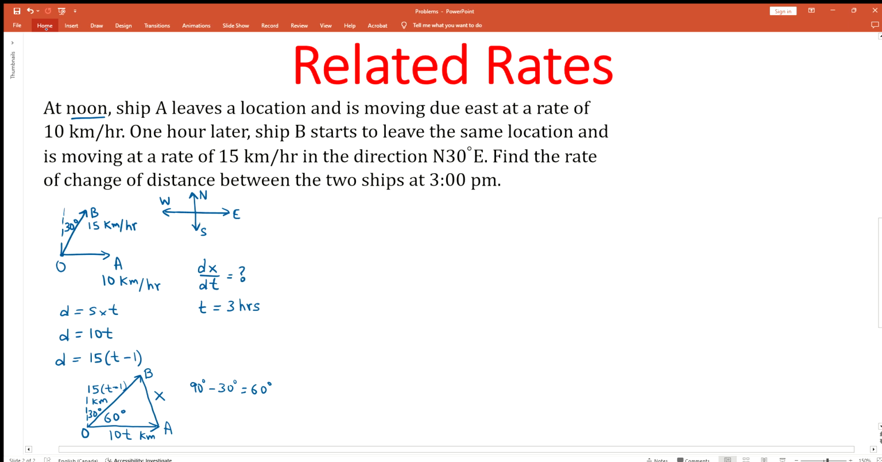In order to find dx over dt, we need to write an equation for variables x and t. For that, we can analyze the triangle OAB. This is an acute angle triangle. It is not a right angle triangle. In this triangle, I found the lengths of sides OA and OB in terms of t, and the length of side AB is x, and we know the measure of angle O, which is opposite to side AB. So we can use cosine law to write an equation for this triangle with variables x and t. Since the 60-degree angle is opposite to side x, we should start writing the cosine law equation with side x.